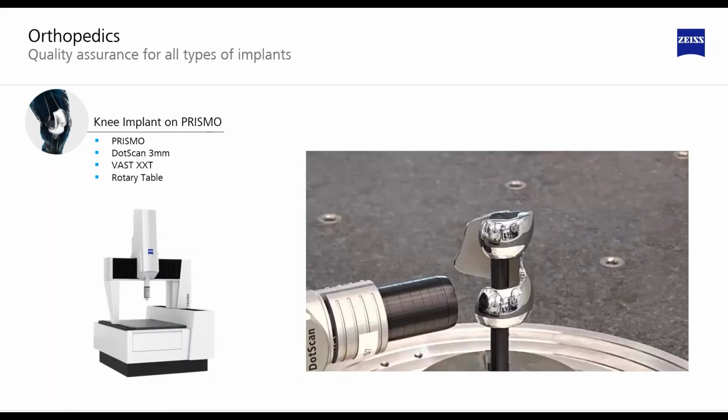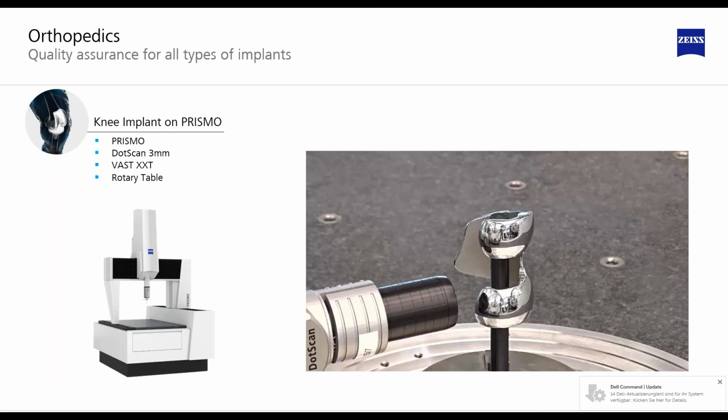Another alternative would be the portal CMM Zeiss Prismo, which is likewise equipped with a dot scan and a rotary table. Here you can directly see the difference to the previously presented solution, the O-Inspect. There, the rotary table was horizontally installed, and here it is vertically aligned.